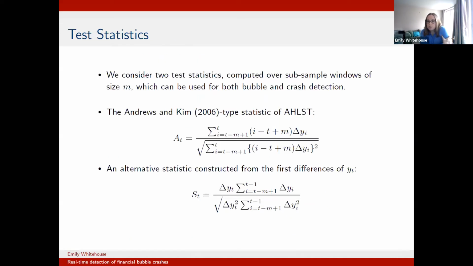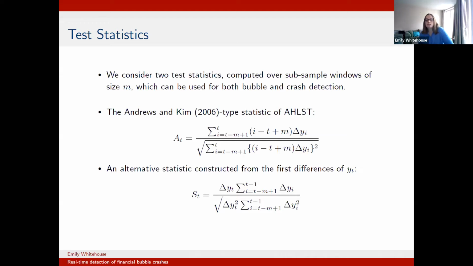We're going to look at two test statistics to try and distinguish between these regimes. These test statistics are computed over subsample windows of M observations, and the idea is that we can use the same statistic for both bubble and crash detection. So the first statistic I'm interested in looking at is the one proposed by AHLST. We're calling this the A statistic. This is essentially equivalent to looking at the significance of a linear trend on a regression of the first differences of Y. And given that we know this statistic works very well to detect an upwards explosive regime, it makes sense to see whether it could also help us detect a downwards collapse regime as well.